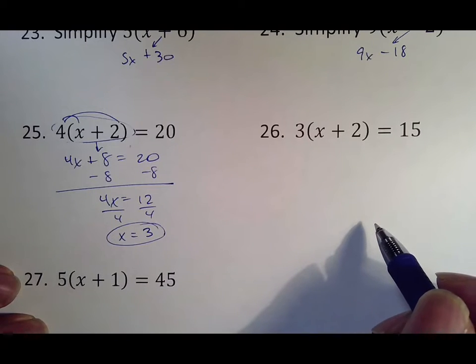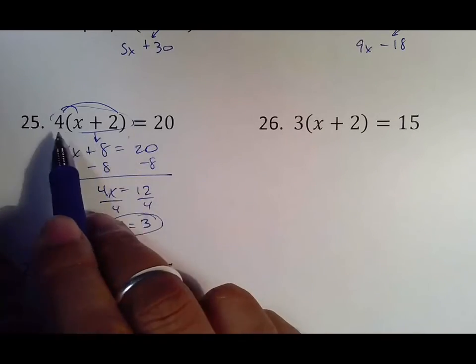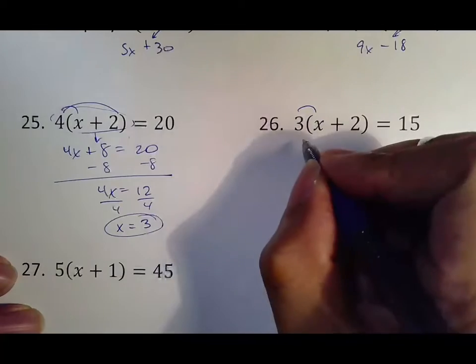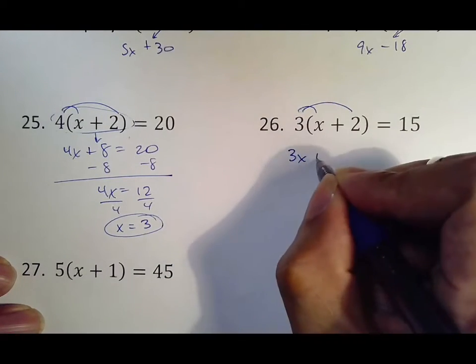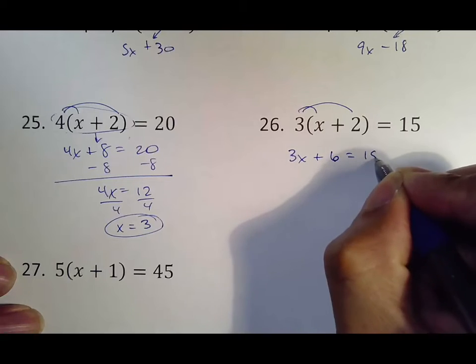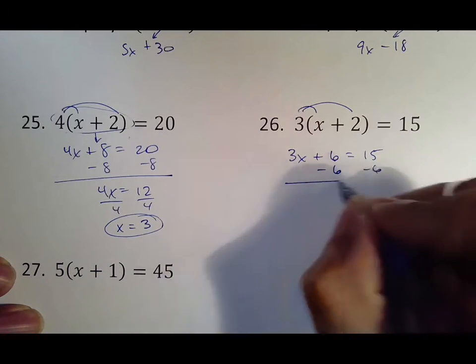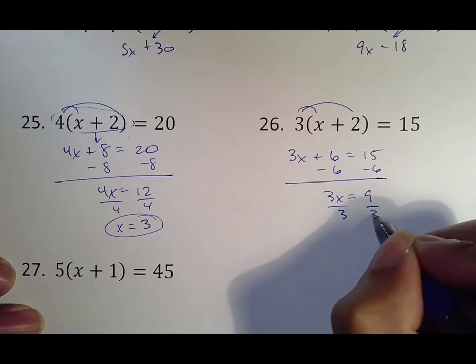It's not any different than the problems that we've been doing all last week. You just have to make sure you take your time when you see the distributive property and actually distribute. So once again, here 3 times x plus 2, 3 times x becomes 3x, 3 times 2 becomes 6. From there, we're home. Subtract the 6, bring down 3x, 15 minus 6 is 9, divide by 3, divide by 3.